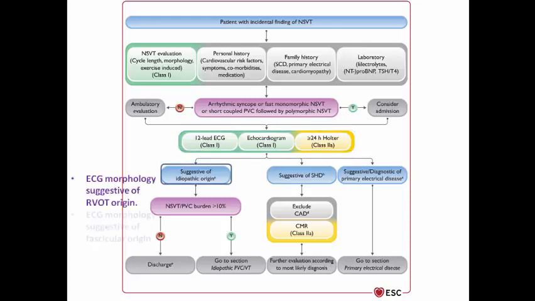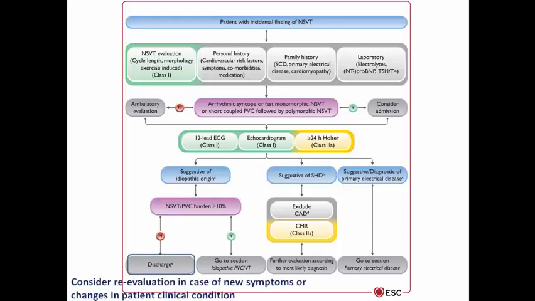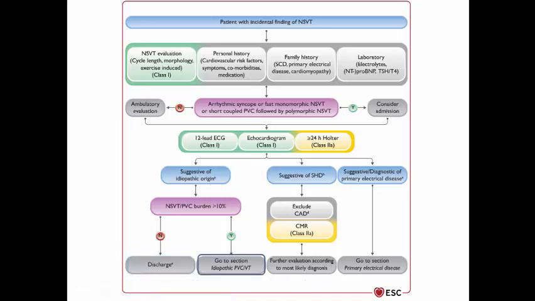If all the features are suggestive of idiopathic origin, like localization of RVOT origin, ECG morphology suggestive of fascicular origin, negative family history, and normal ECG and echo, in this case you need to check the PVC burden. If it is less than 10%, discharge the patient and just consider re-evaluation if he develops new symptoms or any change in his clinical condition. But if the burden is more than 10%, then we are speaking about a high burden of idiopathic PVC or VT, and we are going to discuss this later in a specific topic.